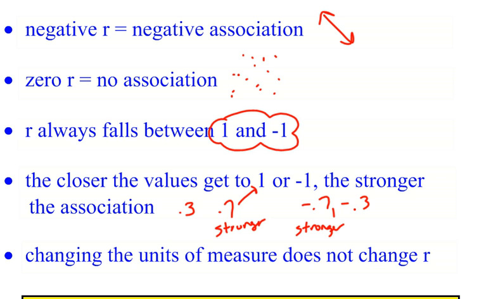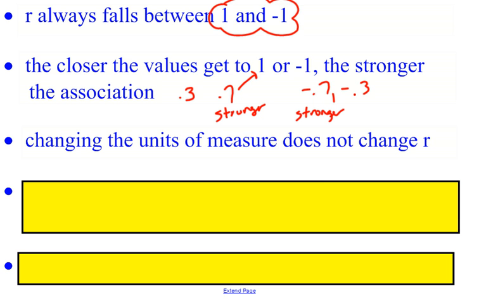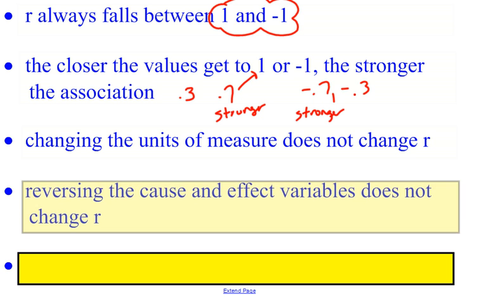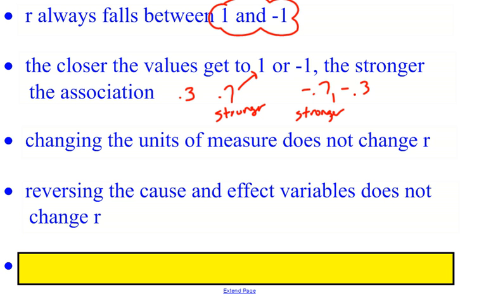Changing the units of measure does not change r. So if we decide to measure something and go from feet to centimeters, that wouldn't change our correlation coefficient. It's not affected by the unit of measure. Reversing the cause and effect variables does not change r. Remember we did the one with your height and your arm span? My x is height and my y is my arm span. If I make this arm span and this height, so I switch my x and y around, that would not change my correlation coefficient. So switching those two around doesn't matter.